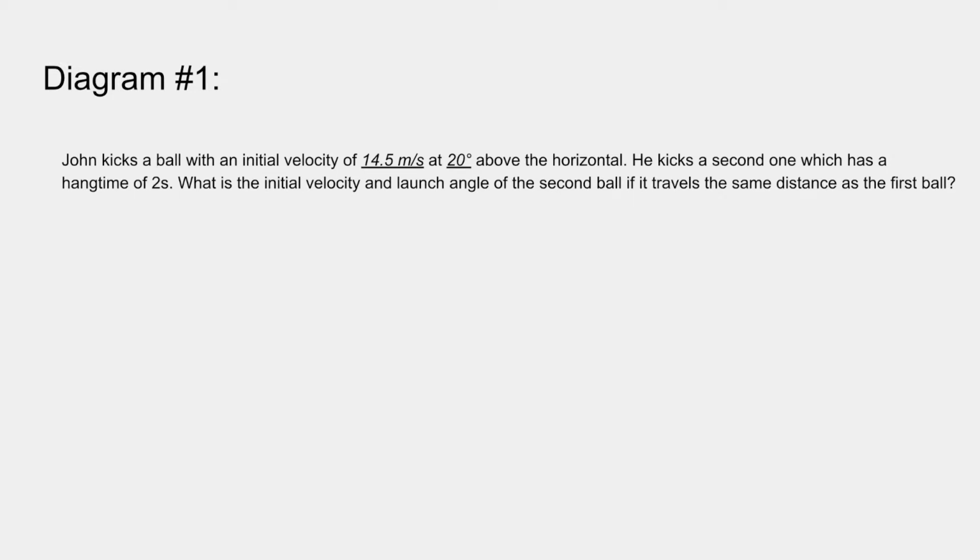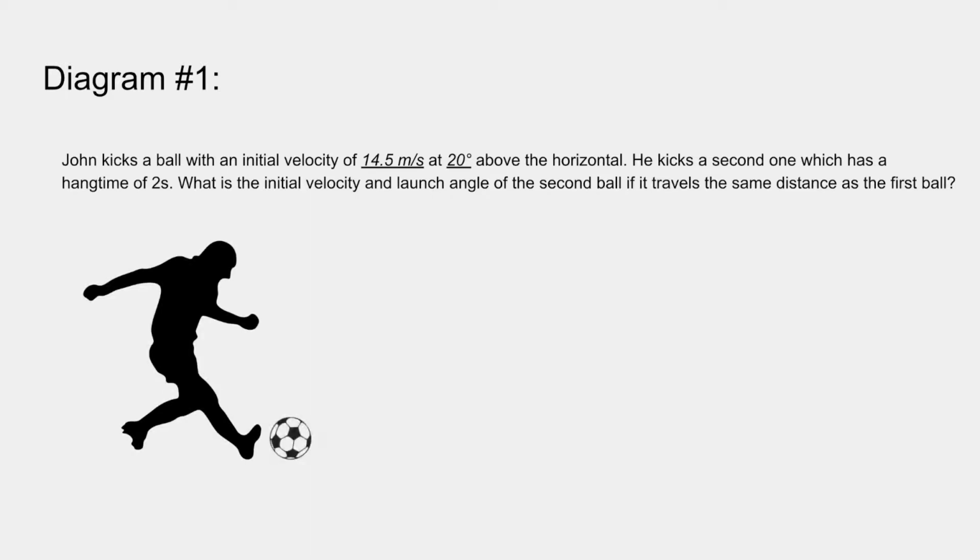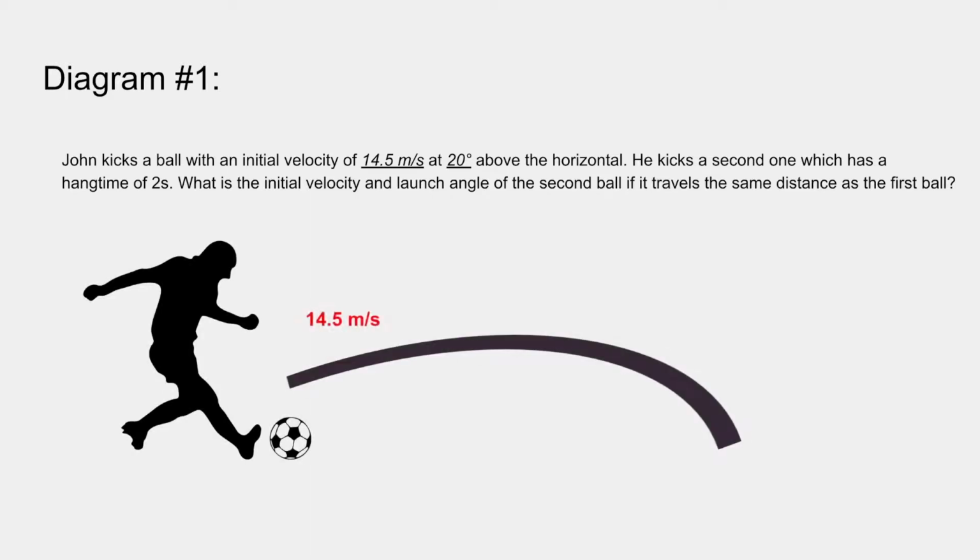So what we're going to do to solve this problem is split it up into multiple parts. For the first part, we have that the first ball is kicked at 14.5 meters per second at 20 degrees above the horizontal. So John kicks the ball with an initial velocity of 14.5 meters per second at 20 degrees. And for this first part, we're going to be solving for displacement.